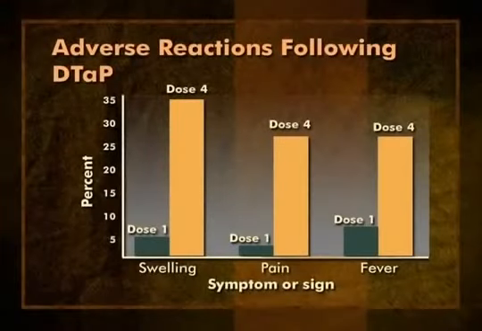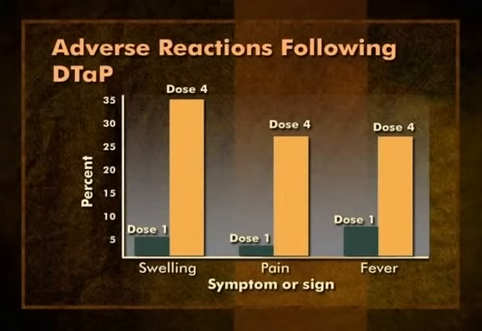Available data suggest an increase in the frequency and magnitude of local reactions with both the 4th and 5th doses compared to the first 3 doses. Here is an example. This graph shows the percentage of children reported with swelling, pain, or fever of 101 degrees Fahrenheit or higher following administration of Infanrix. The green bar represents reactions following the first dose, and the tan bar reactions following the 4th dose. Reports of these reactions were substantially higher following the 4th dose of the series.